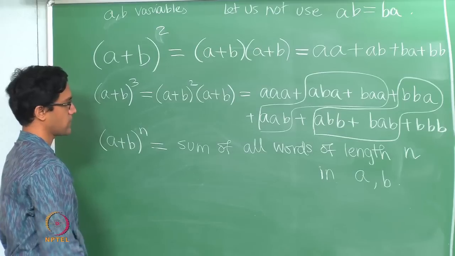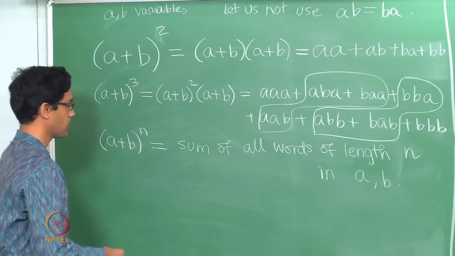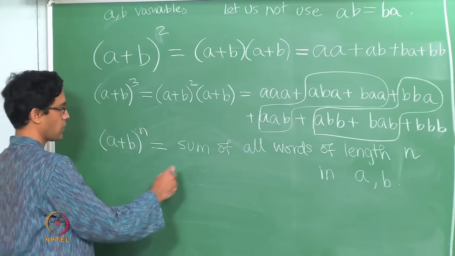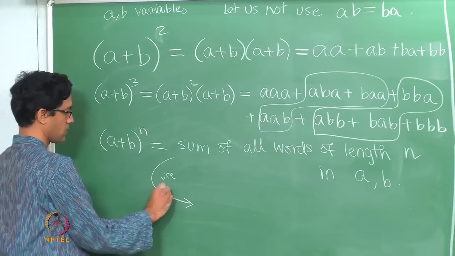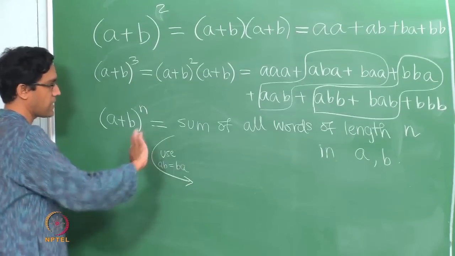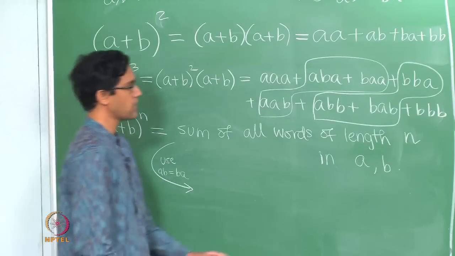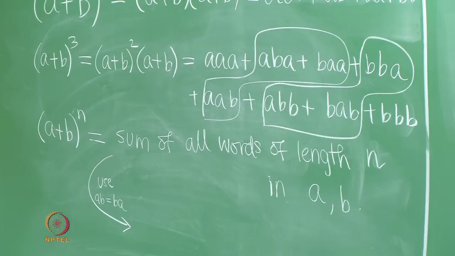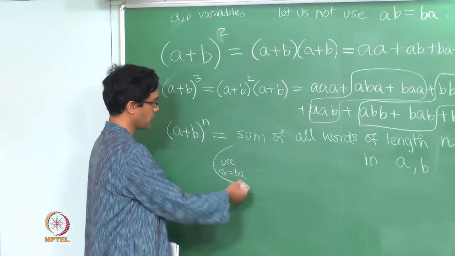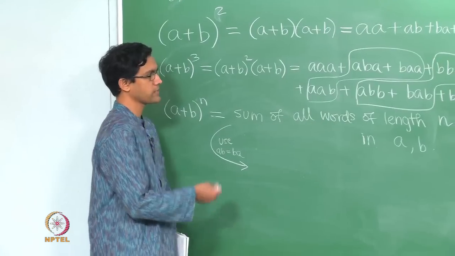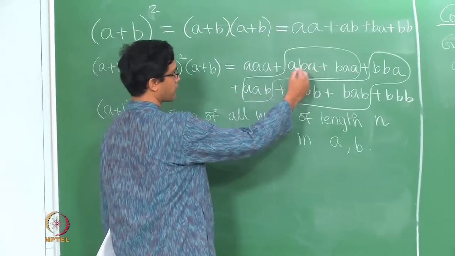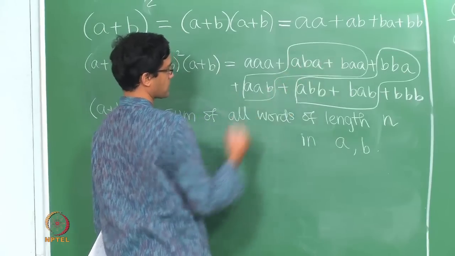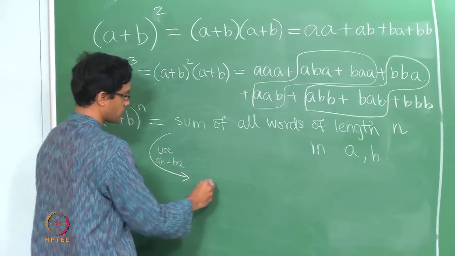And now here's the thing, if you now use the commutativity property, let us now allow ourselves to use the fact that you can move the A and the B past each other. If we allow ourselves to use AB equals BA, then many of these words will start collapsing into one. For example, words which have 2 A's and 1 B will all become A squared B. So in general it's going to be an expression.